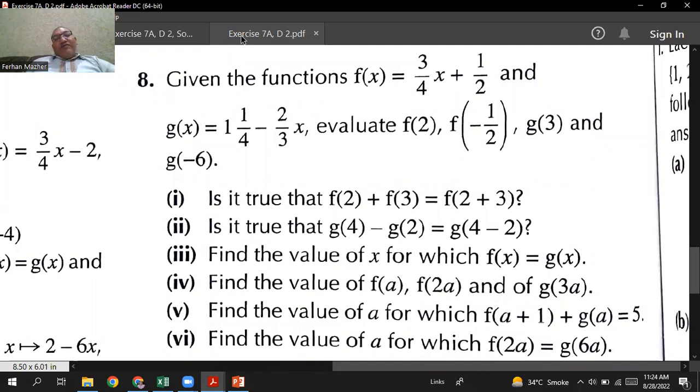Find the value of f of a, f of 2a, and g of 3a.